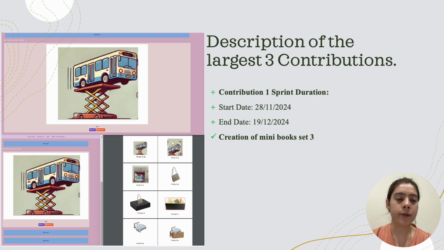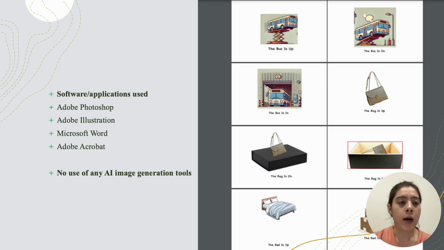I've successfully created these illustrations for young children so that they can easily look at the illustrations and get to know what the book or the sentence is saying. Moving forward, like I said, I used Adobe Photoshop, Illustration, Microsoft Word, and Adobe Acrobat to generate these illustrations for young children. Again, I haven't used any AI generation tool, so everything is done by my own effort.